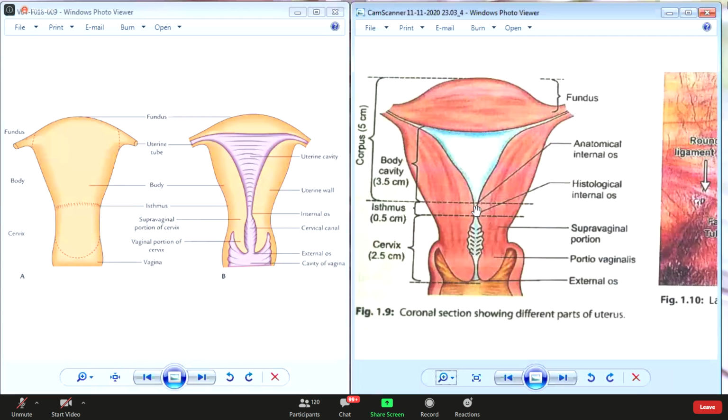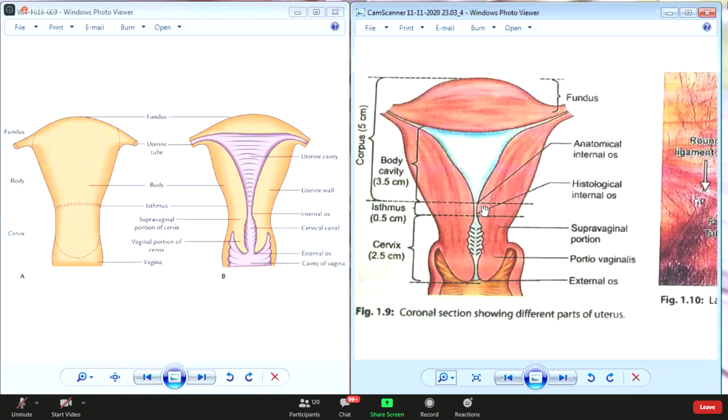This is called the isthmus actually, and this is the cervical canal, the cervix proper. So where the cervix opens into the vagina is called the external os. That is also what we call the external os here. And the internal os, in our anatomy books we say that the internal os is the continuation of the cervix with the uterine cavity proper. So this is the internal os and this is the external os.